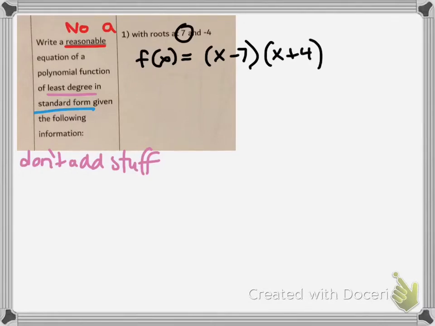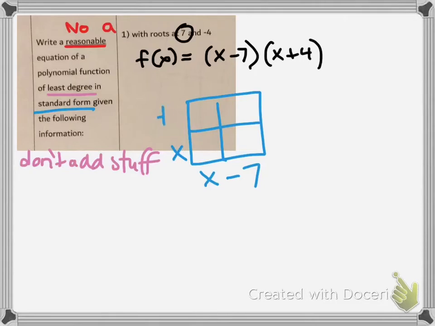Now, I could do other things. I could add in an a value and it would still be reasonable. I could make the root at 7 squared, even though it didn't say that. But because it says least degree, I'm not going to do that. I'm not going to add anything that's unnecessary. So we've got the reasonable part. We're not finding a. We've done the least degree, but unfortunately now the standard form is going to happen. So standard form means that I do need to multiply this out. So I'm going to make a generic rectangle, x minus 7 on one side, x plus 4 on the other.